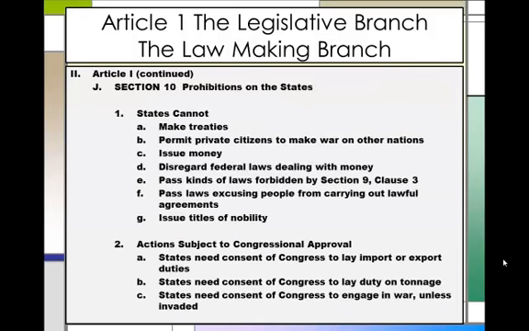And there are some very specific prohibitions on the states, things the states cannot do. They cannot take over some of the powers given to the federal government. They cannot make treaties. They cannot allow private citizens to make war on other countries. They cannot issue money, disregard federal laws, and states require the consent of Congress to lay import and export taxes, which are what duties are, and to engage in war, unless they are specifically invaded, in which case they can defend themselves. I hope this helps you with your study of the Constitution.